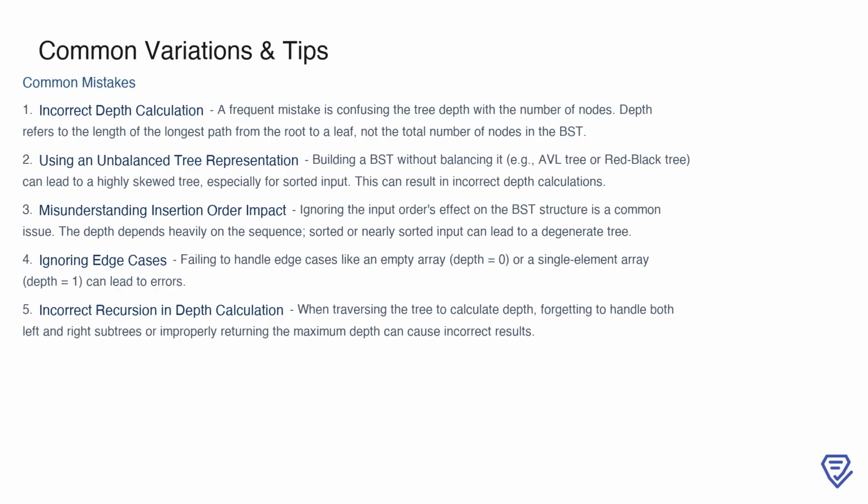Finally, edge cases should never be overlooked. Scenarios like an empty input array, which results in a depth of 0, or a single element array, where the depth is 1, need to be handled explicitly. Errors can also arise during the actual depth calculation, such as forgetting to traverse both left and right subtrees or failing to correctly return the maximum depth between them, which can lead to inaccurate results.